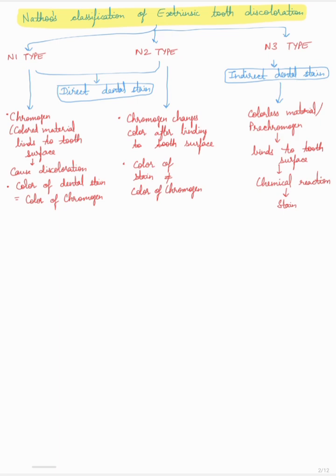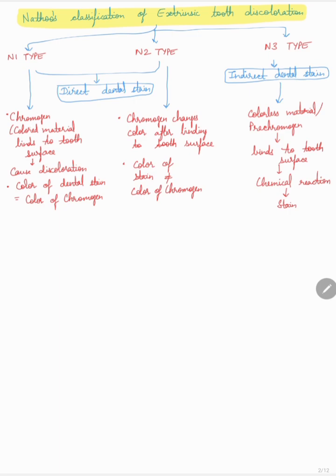So Nathoo in 1997 gave the classification of extrinsic tooth discoloration. He classified tooth discoloration into three types: N1, N2 and N3 types. N1 and N2 types are direct dental stains, and N3 type is indirect dental stain.